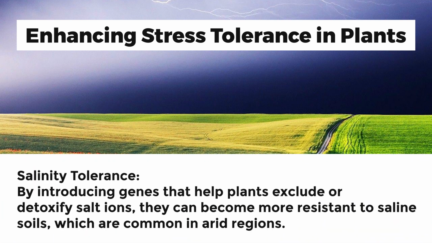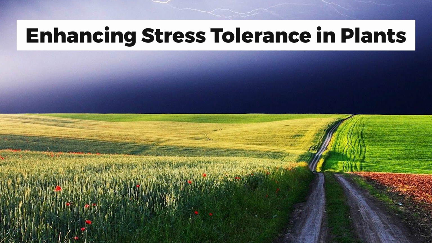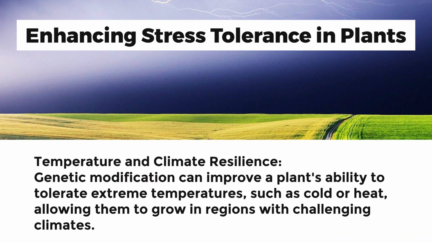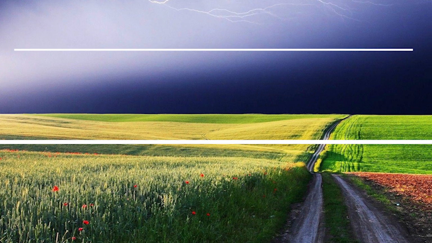Salinity tolerance. By introducing genes that help plants exclude or detoxify salt ions, they can become more resistant to saline soils, which are common in arid regions. Genetic modification can improve a plant's ability to tolerate extreme temperatures such as cold or heat, allowing them to grow in regions with challenging climates.